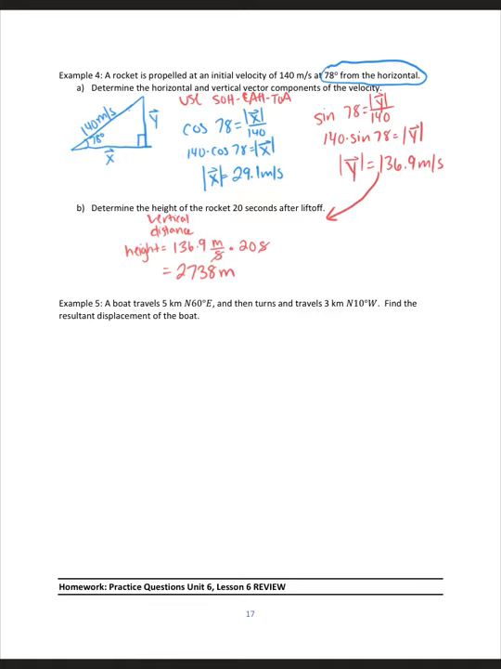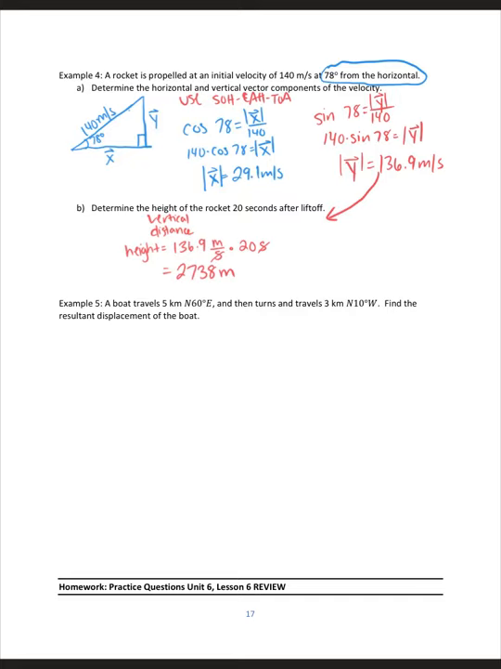Okay, one more example, and then we'll be all done. So a boat travels 5 kilometers north, 60 degrees east, and then turns and travels 3 kilometers north, 10 degrees west. Find the resultant displacement of the boat. So this does use some compasses. So we're going to start by representing each direction as they give it to us.